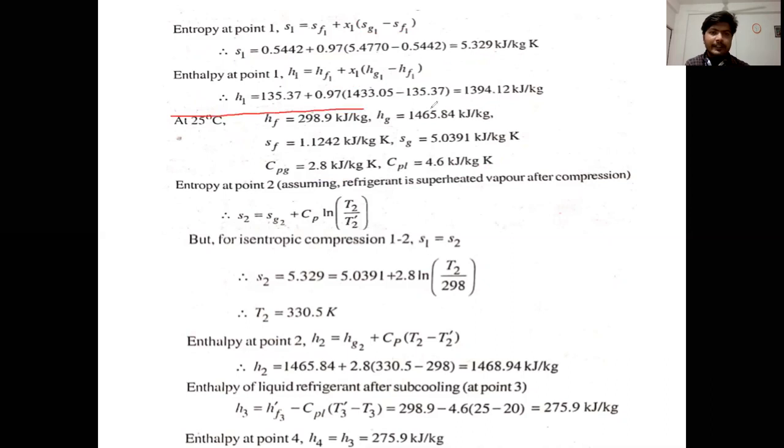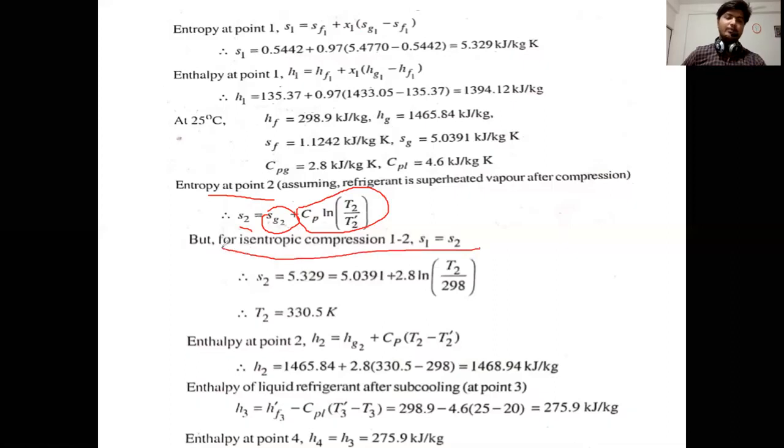At 25 degrees, this data is taken from the table which is given in the numerical. Now, entropy at point 2. Entropy at point 2 is Sg2 plus this much amount more added, because point 2 lies outside the saturated vapor. That's why we calculate S2. We know S1 equals S2 because it is an isentropic process from 1 to 2.